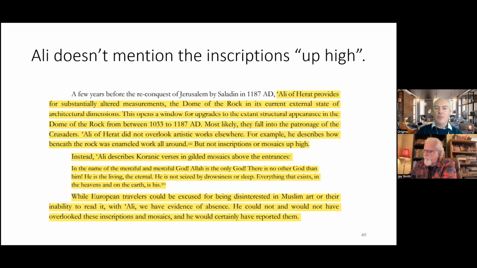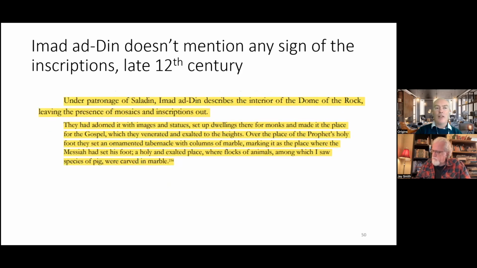I'd like to hear Muslims tell me how is this possible that the 20-meter inscriptions above the arcades are not mentioned. That, to me, is hard to fathom if they existed. I don't think they existed yet at this stage. Okay, now, just moving on.